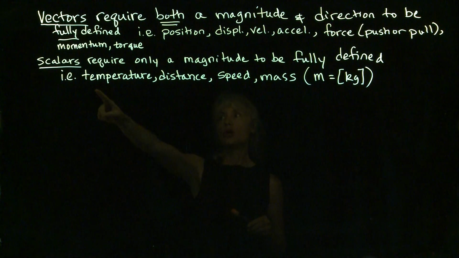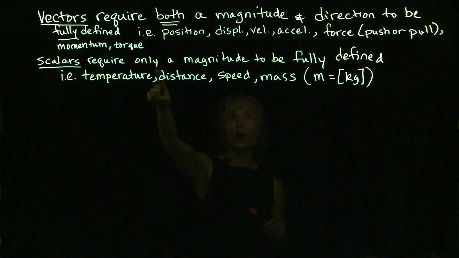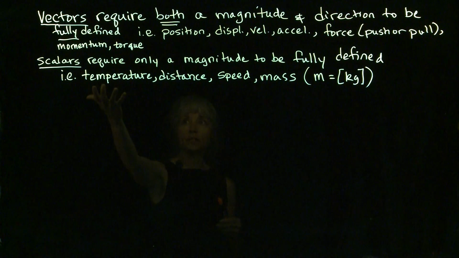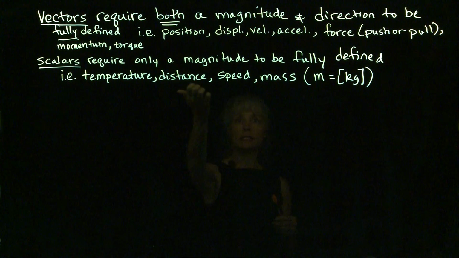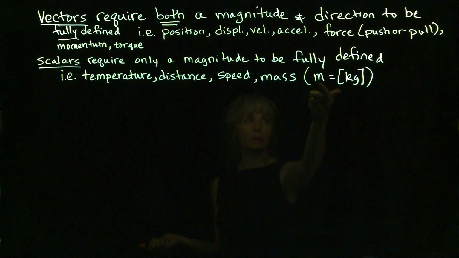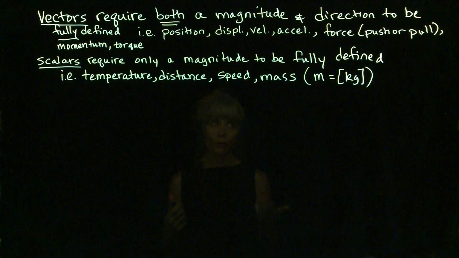All right, scalars are the other type of quantity that we'll be dealing with. They require only a magnitude to be fully defined. Some examples of scalar quantities: temperature, distance, speed, and mass. We haven't actually defined mass yet. It gets the symbol m, and the standard unit for mass is a kilogram, not a gram.